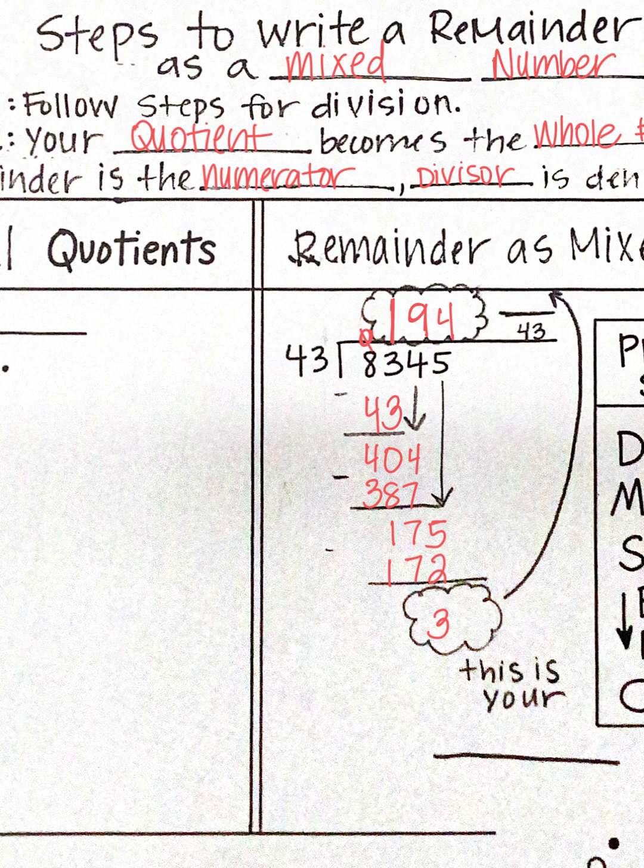This number right here becomes your numerator. Do you see how there's a little arrow up here, and I've already got it started for you? You have your whole number out here, which is your quotient. I've already brought the divisor as my denominator. My remainder becomes my numerator. So my final answer will look like this: 194 and 3/43. That is how you write your answer with a mixed number remainder.